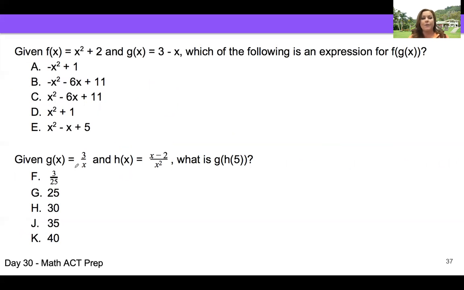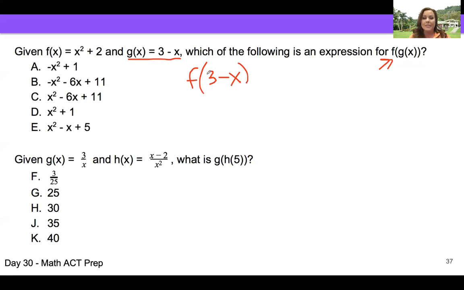Next one. Here you've got f of x and g of x, and they want to know what f of g of x is. Again, we've got to solve g of x first. Sorry, I spoke too soon, because they're not giving me g of 3 or something like that. So basically, if g of x is 3 minus x, I could rewrite this as f of 3 minus x. I could replace the g of x with that.